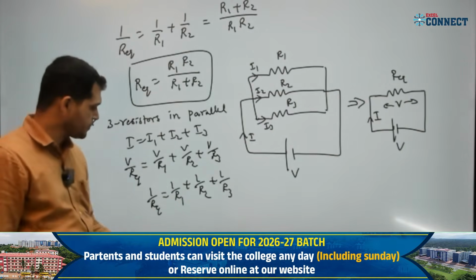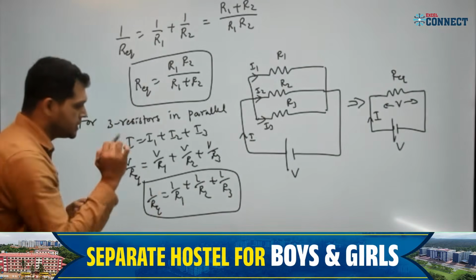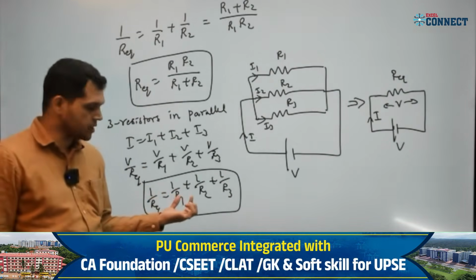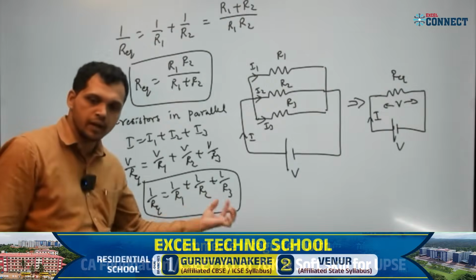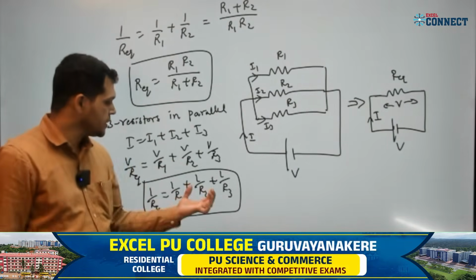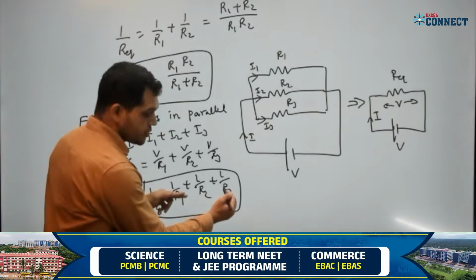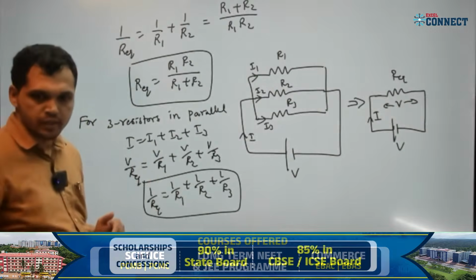Correct, no? This is the equivalent. Hope you know how to take LCM. Take LCM of R1, R2, R3 in the denominator. In the numerator we get, simplify, you get the equation. Now here, how to write? If you want, I will simplify this further.